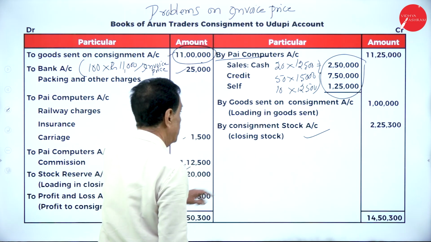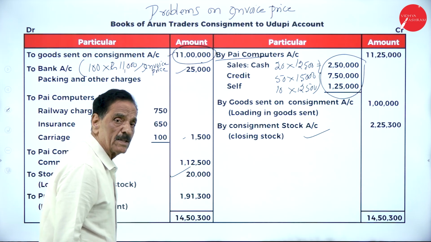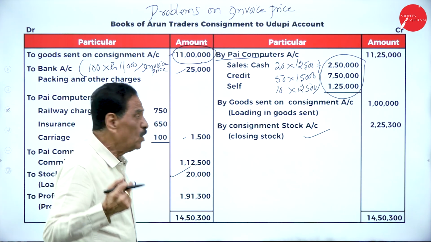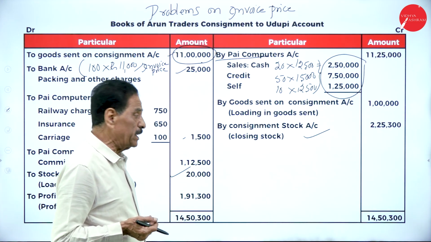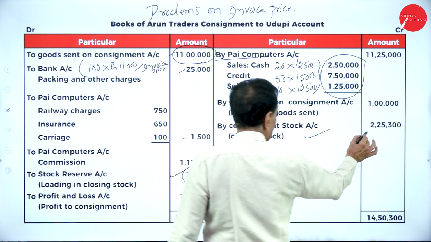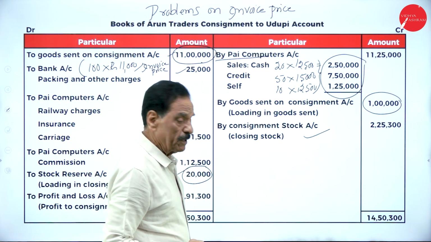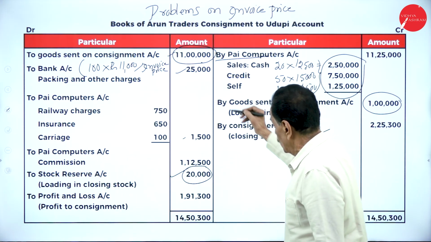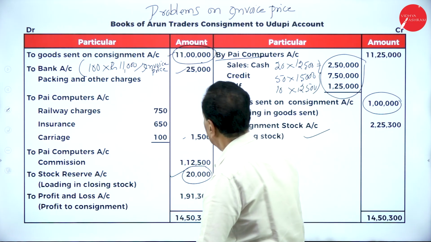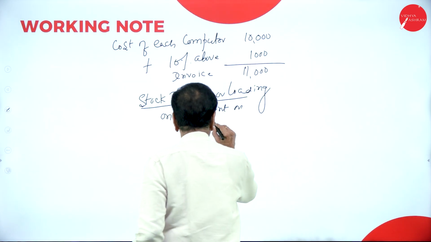Here also the closing stock has been valued at the invoice price. Real cost, how much more? 20,000 is to be shown on the closing stock. So 1 lakh on goods sent on consignment, and on closing stock 1,000 more per computer: 20 into 1,000 is 20,000. So this will be the stock reserve on closing stock. Then closing stock 2,25,300. Then whatever the difference comes, that's the profit, 1,91,300.